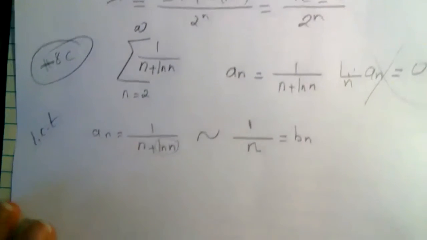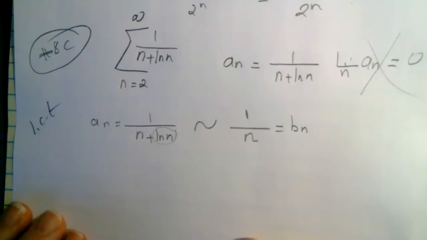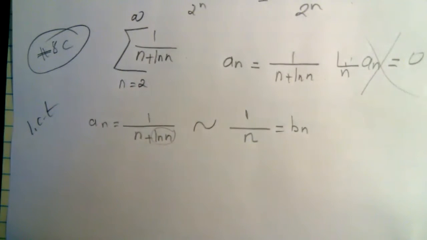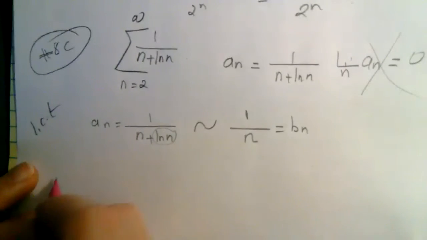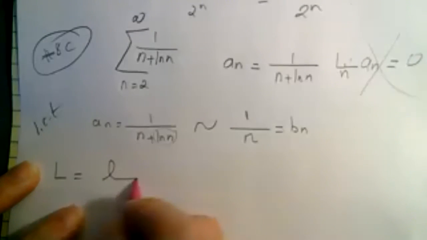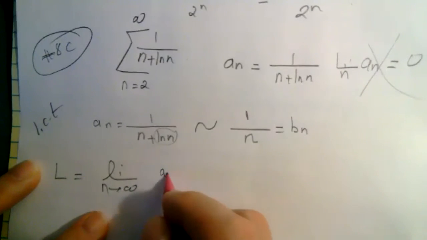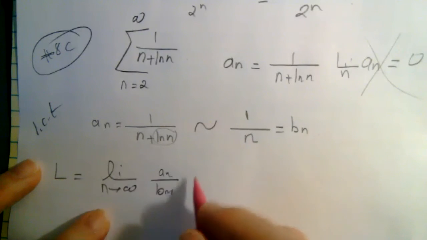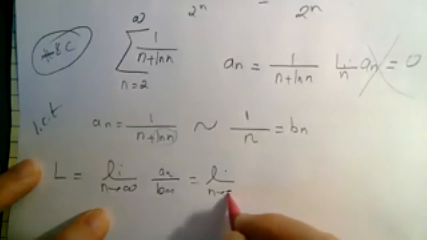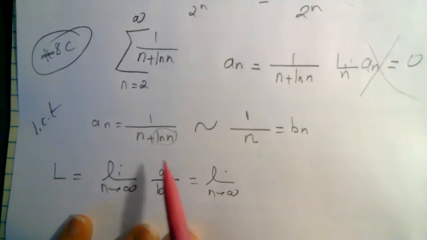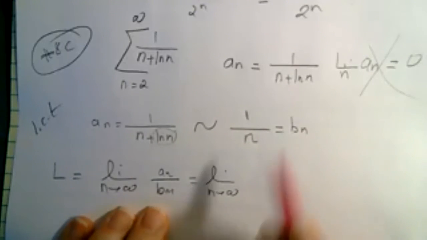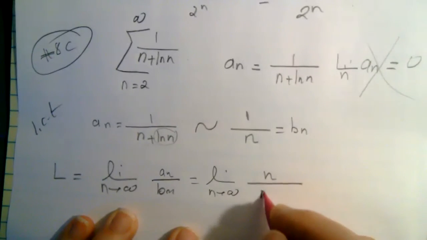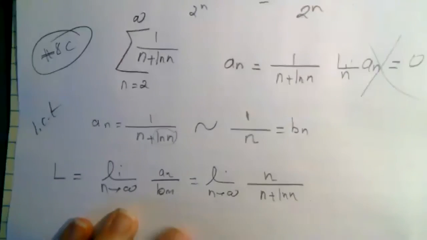Now, when I use the limit comparison, I have to make sure that I am comparing it correctly. It means a_n over b_n is actually something, not a 0 number, and not going to infinity. So I compute the limit of a_n over b_n, and I make sure that the limit is not 0 or infinity. So a_n over b_n, a_n is 1 over that, b_n is 1 over n, so I'm going to have n over n plus ln of n. And I have to compute this limit.